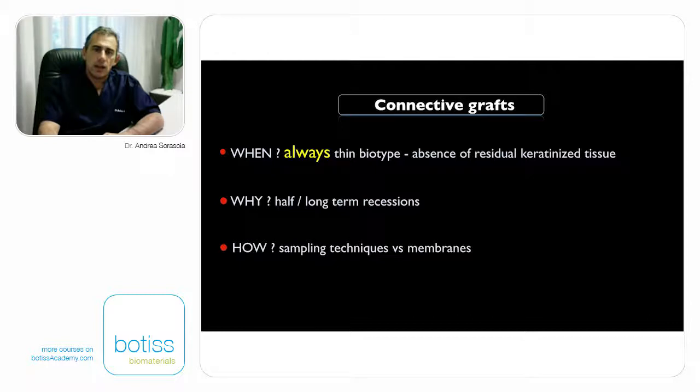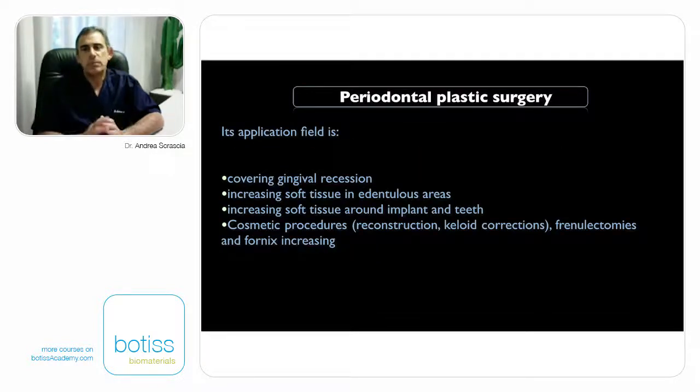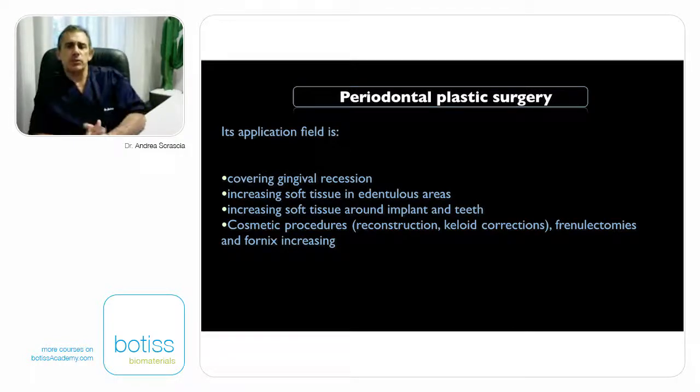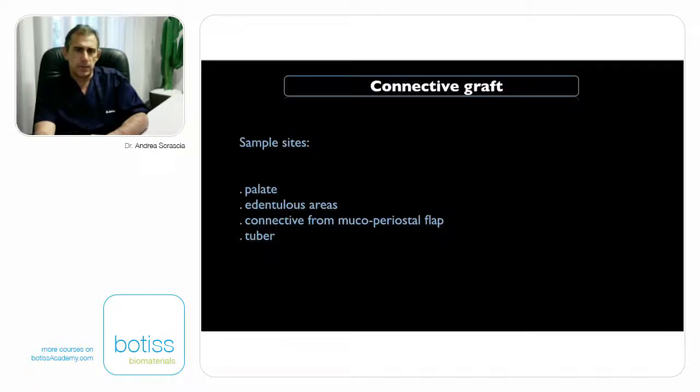It's extremely important in implant therapy to apply surgical procedures coming from periodontal surgery to increase soft tissue around the implant and teeth. The connective tissue grafts can be taken from different spots such as the palate, dentulous areas, mucoperiosteal flap, and tuber.